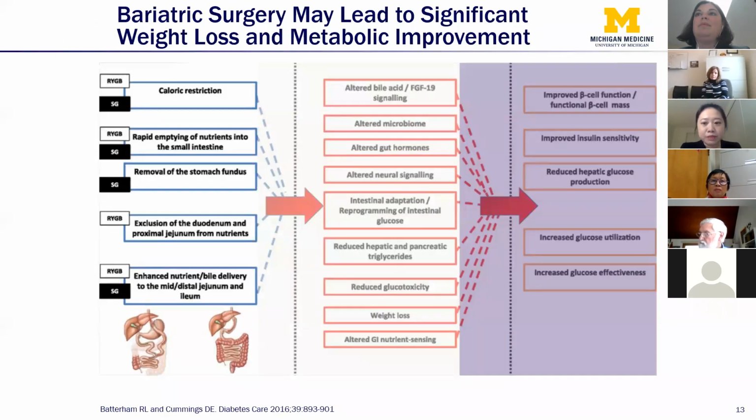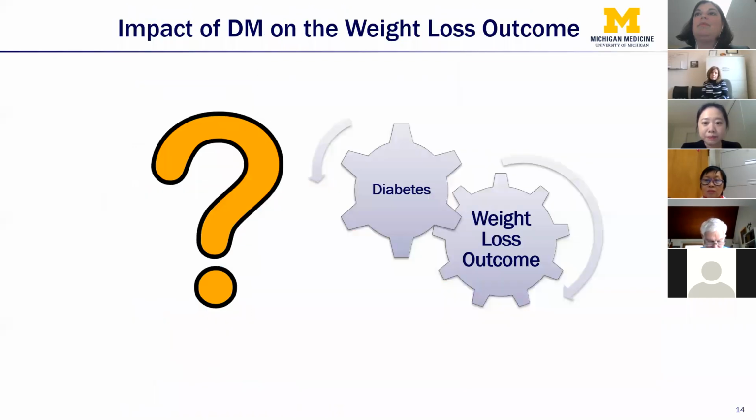Bariatric surgery has been approved as an effective way to treat morbid obesity, and it can not only reduce the body weight, but also lead to remission of many metabolic disorders such as diabetes, hypertension, and dyslipidemia. Next, please. However, how much impact their diabetes before surgery would have on the weight loss is still unknown. Next, please.